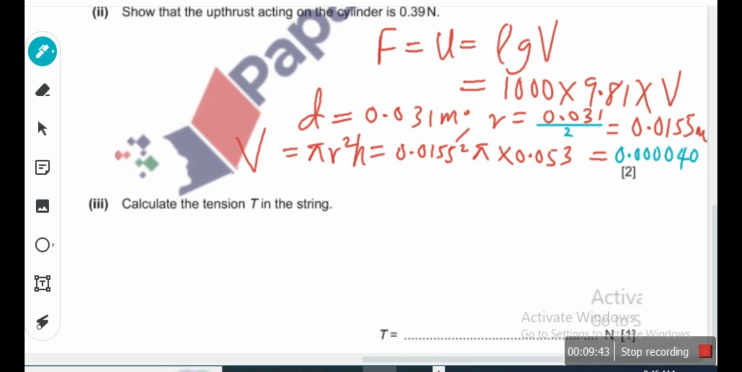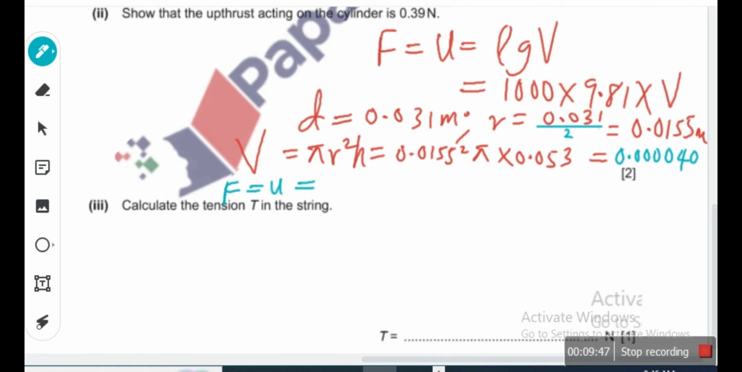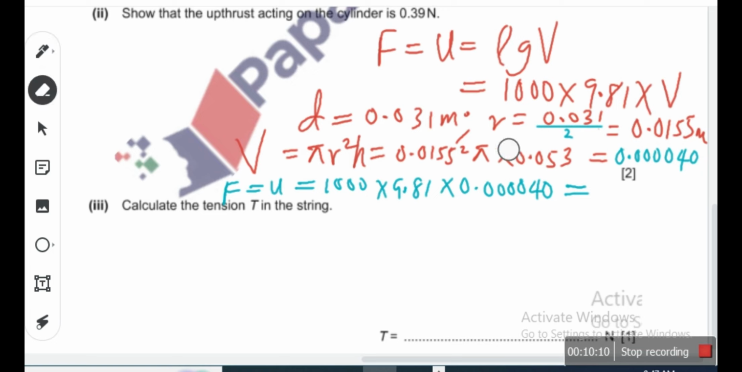So now you can find the force, which is the upthrust. What's the formula again? Rho GV: 1000 times 9.81 times 0.0004, 40. I hope what you gave me is correct. Oh, yes. Alright, let's go. Give me. 0.390. Is it 0.390?